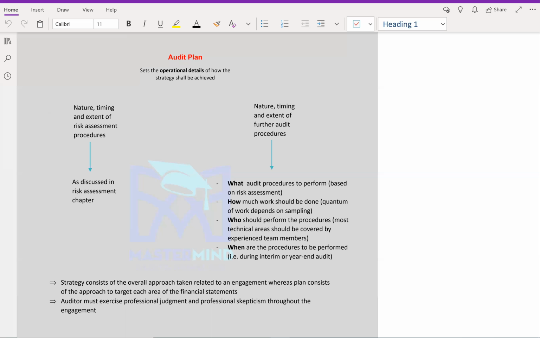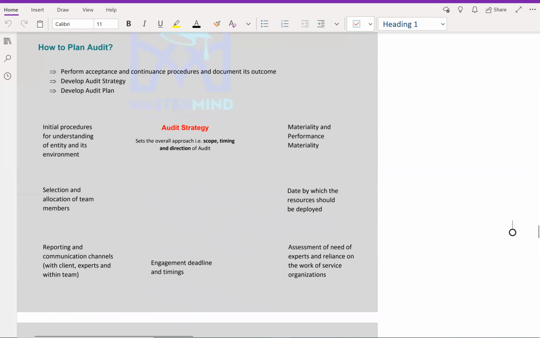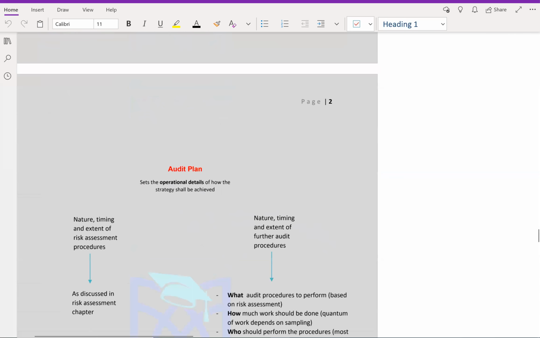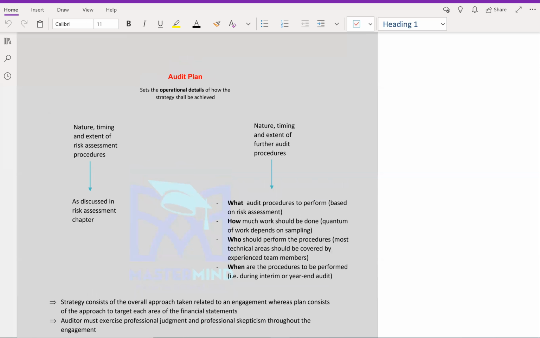All right. So these are various ways to assess the risk and to further respond to the risk. So these are all responses to the risk that I told you. Okay. Now, nature, timing, and extent. These three, remember these three things, right? So for strategy, it was what? Scope, timing, and direction, because it's at a macro level, right? But when we look at a micro level, at a much more detailed level, right? You need the nature. What exactly is the procedure that you're performing?